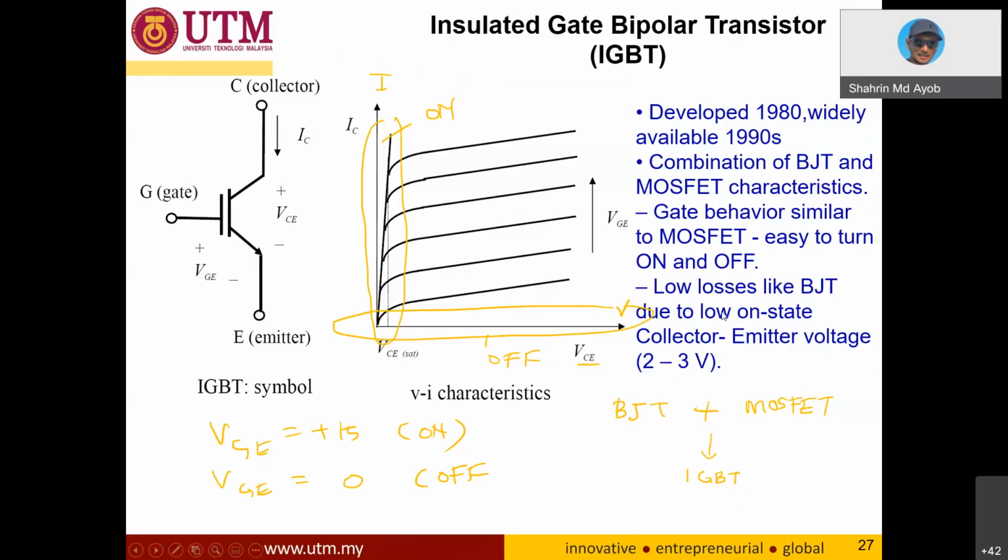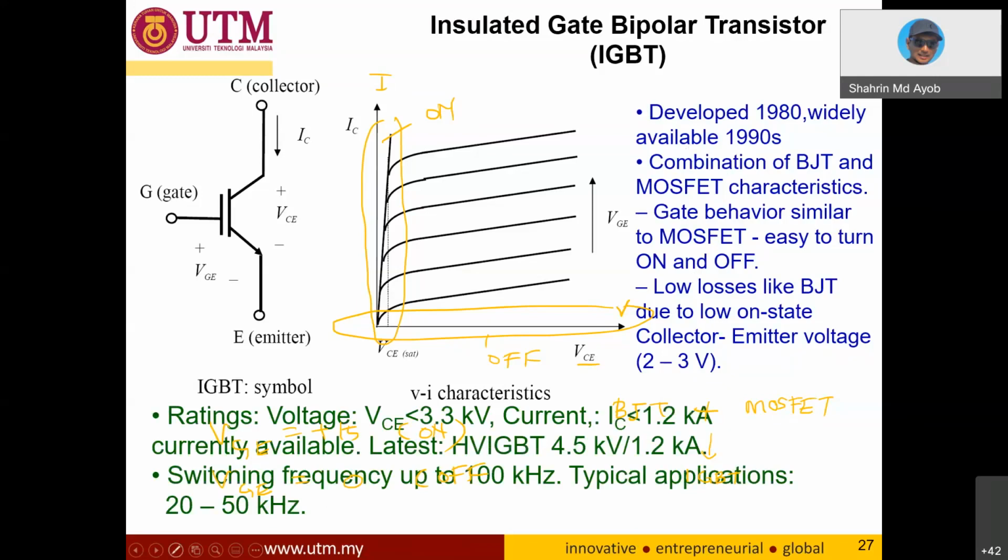As you can see, the gate driver is very, very simple. Just 15 volt to turn on, and 0 to turn off. So it looks like the MOSFET's advantage. And there are other advantages of the IGBT. You can read this from the slide.